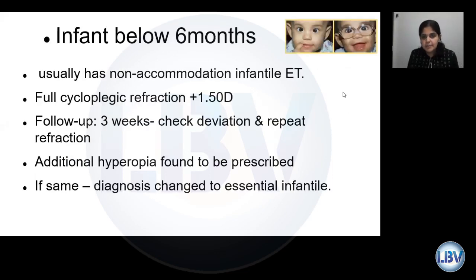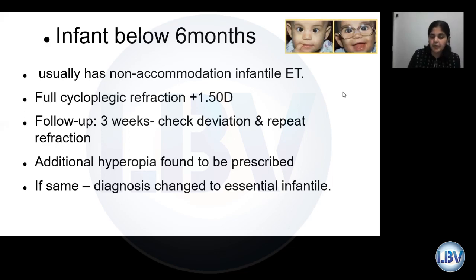Now, for infants below 6 months, they usually have non-accommodative infantile esotropia. That is the essential infantile esotropia that we discussed earlier. But in this case, we need to rule out whether an accommodative component is present. So generally, before we can conclude whether an accommodative component is present or not, you give whatever refractive error you get from the full cycloplegic refraction, plus an added 1.5.